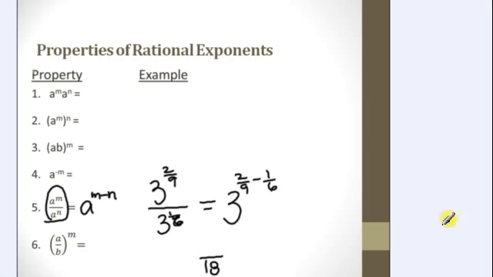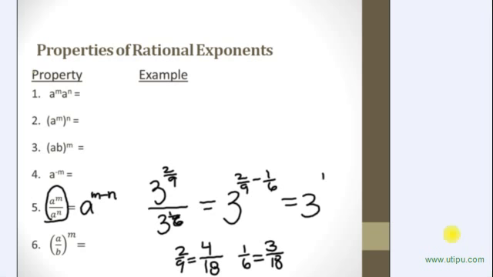So 2/9 would equal 4/18. And 1/6, let's see, I need to multiply that by 3, so that equals 3/18. And 4/18 minus 3/18 would be 1/18. So this would be 3 to the 1/18 power.